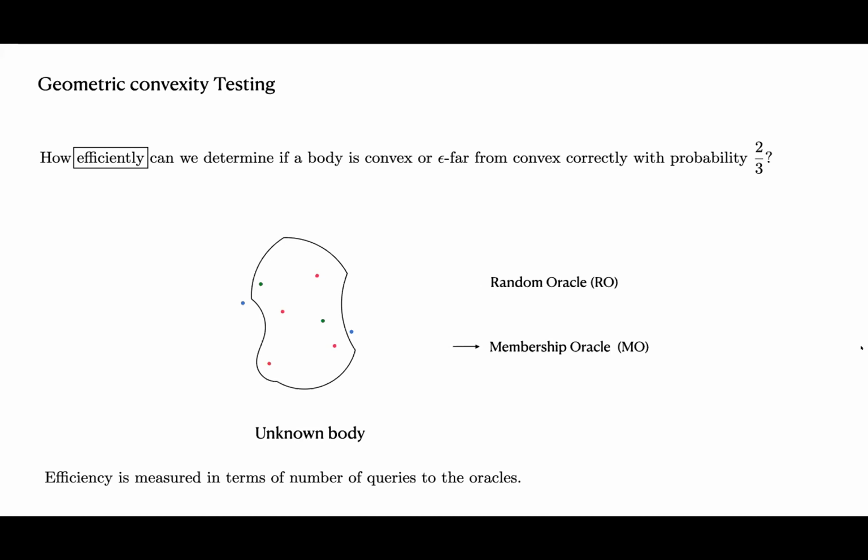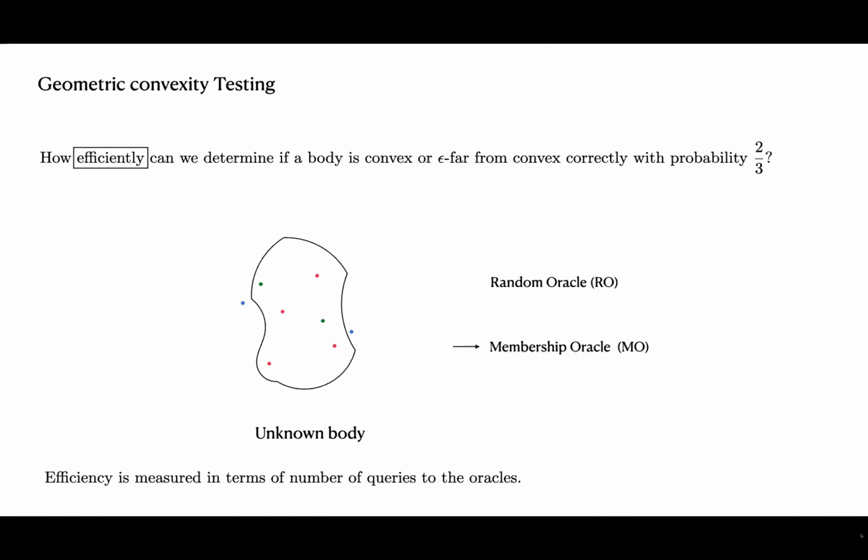Now that we know what the access model is, we could pause for a few seconds and probably come up with algorithms ourselves. We are given this body, we don't know if it's convex or not. We have these 2 oracles, a random oracle and a membership oracle. What do we do? How do we query? After a few seconds of thought, probably the first thing that will come to our mind is that we've seen these 2 definitions of convexity. Why don't we just use those to come up with a tester?